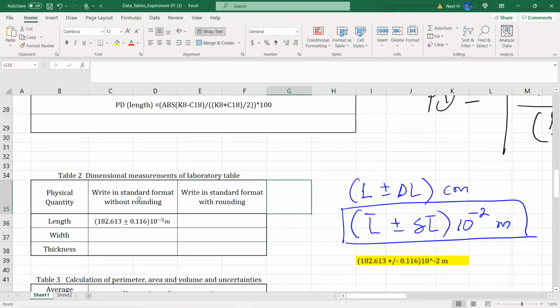Then that's it. That's simple. Table number 2, nothing much to do, we're just rewriting. That's the idea which I mentioned earlier. When I'm doing the calculation first, I'm not going to round it, but we will round when we're summarizing it.